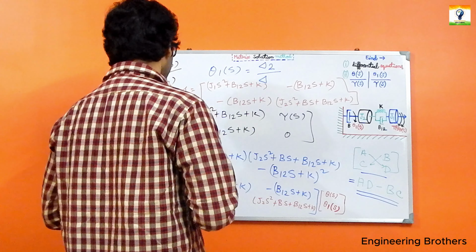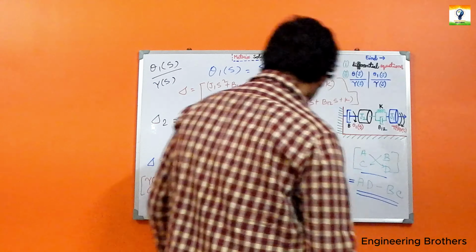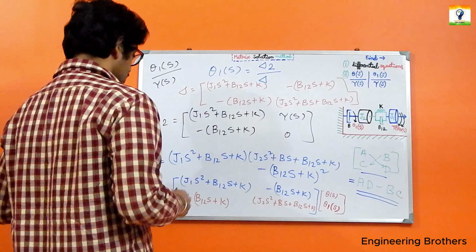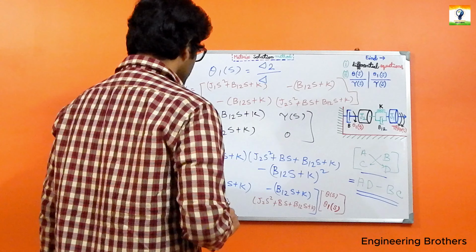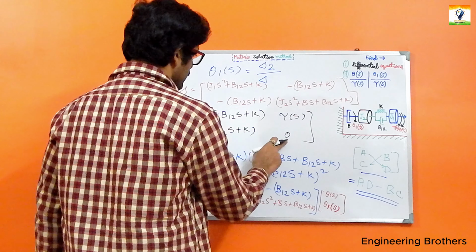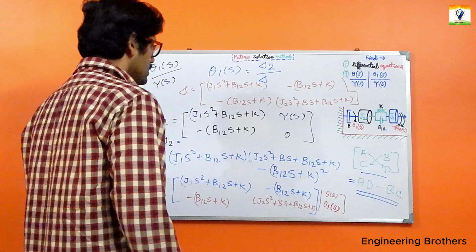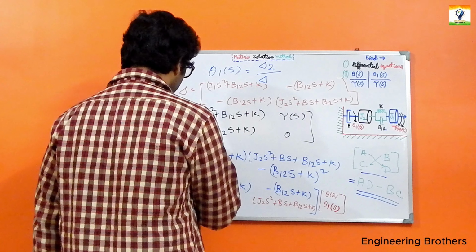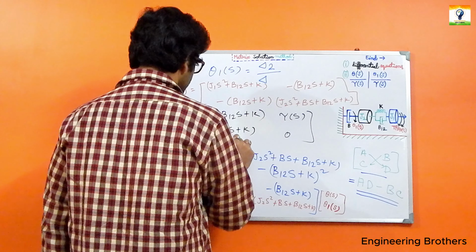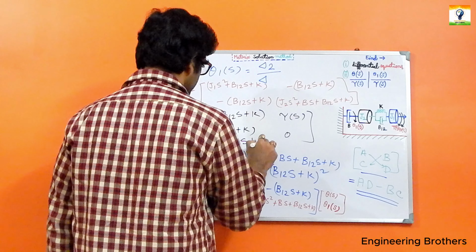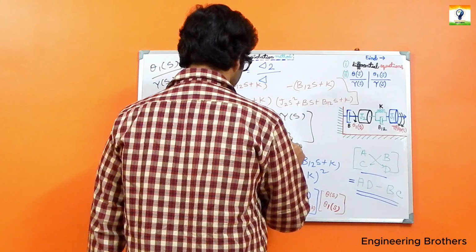Now we need to find the same for our delta 2 as well. For that expression for our delta 2, I am just going to utilize this narrow space over here. For delta 2, this multiplied by this is equal to 0, because 0 multiplied with anything leads us to 0. So 0 minus of our minus this factor multiplied with our tau, which is B12 s plus K multiplied with our tau s.